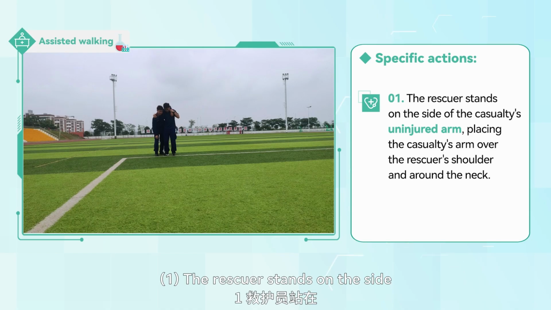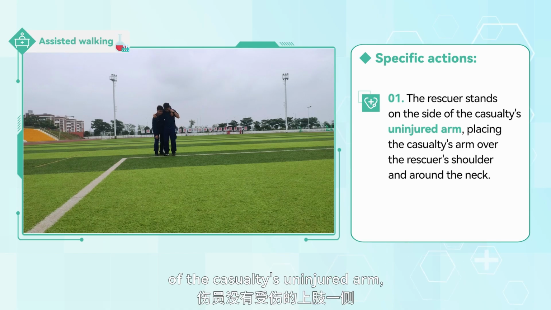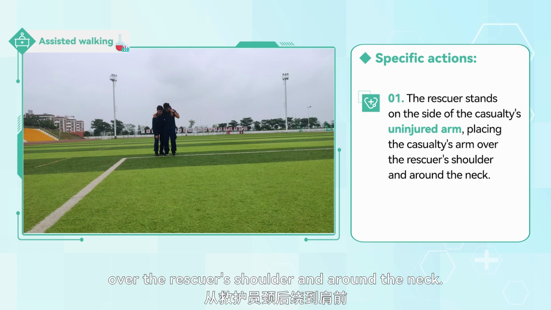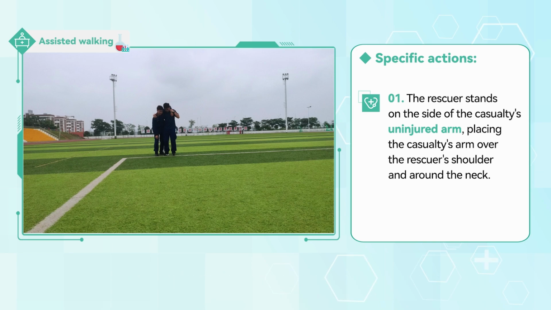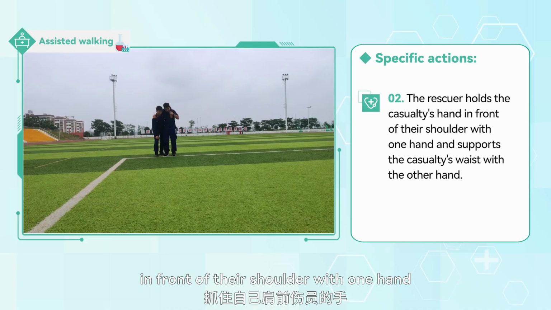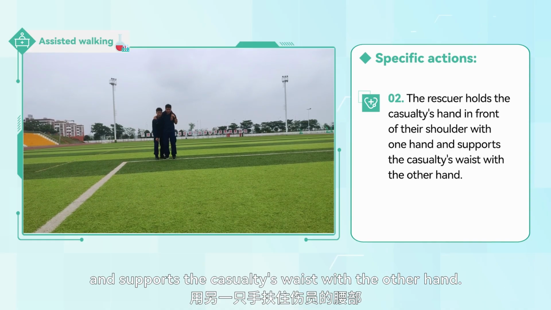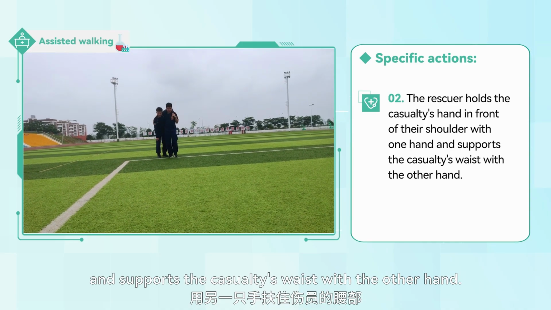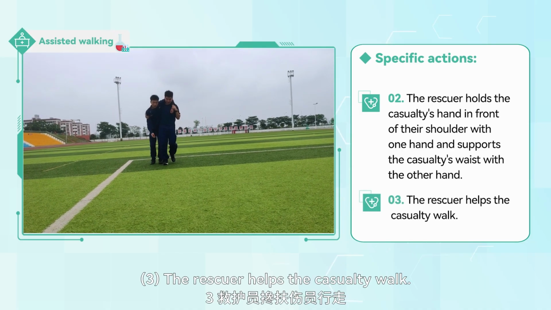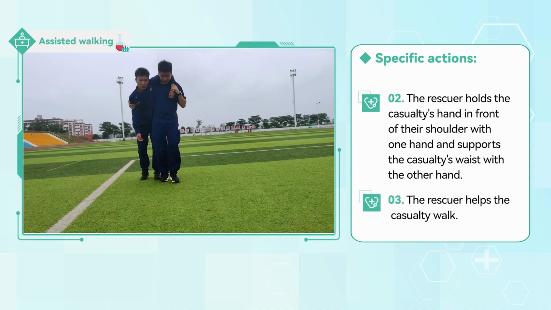1. The rescuer stands on the side of the casualty's uninjured arm, placing the casualty's arm over the rescuer's shoulder and around the neck. 2. The rescuer holds the casualty's hand in front of their shoulder with one hand and supports the casualty's waist with the other hand. 3. The rescuer helps the casualty walk.